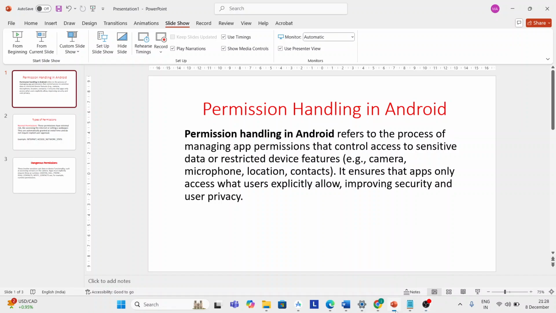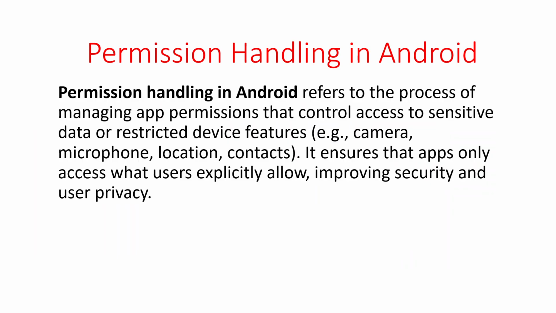Let's begin. So what is permission handling in Android? Permission handling in Android refers to the process of managing app permissions that control access to sensitive data or restricted device features. For example, camera, microphone, location, contacts. It ensures that apps only access what the user explicitly allows, improving security and user privacy.